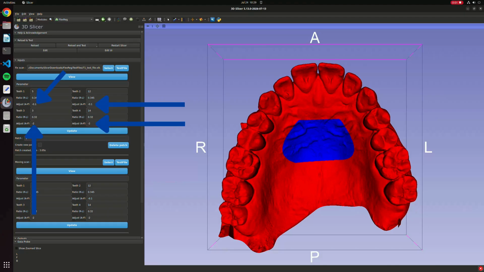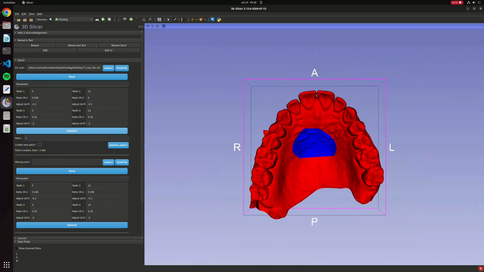The first parameter is the ratio, and there's one for each of the 4 points: anterior left, anterior right, posterior left, and posterior right. The ratio controls how far each landmark slides along the line connecting the left and right tooth centroids. With a ratio of 1, the landmark sits exactly on its tooth centroid. As you decrease the ratio, the landmark moves inward, toward the opposite side of the arch. In practice, this lets you control the width of the patch.